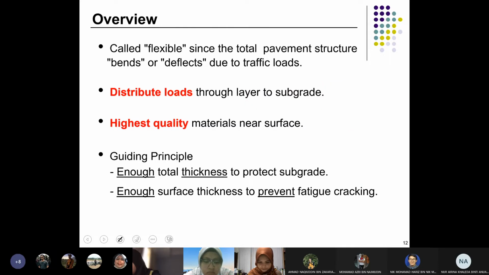Okay, look at the flexible pavement. Right, why it is called as flexible? Sebab dia senang untuk bend, dia boleh bend down. Okay, dia boleh deflect due to the traffic load. Okay, so kalau kata jalan tu banyak kenderaan berat, truck and all, so dia akan bend di kawasan tu. So yang sebelah tu dia akan hold the structure, right?